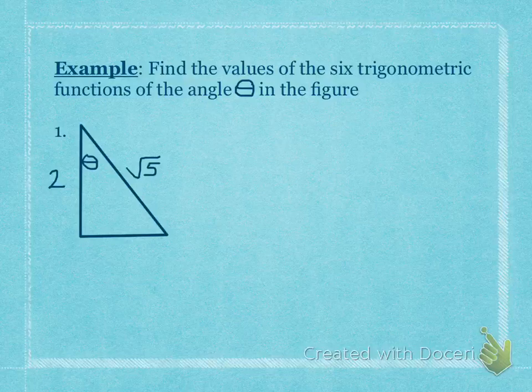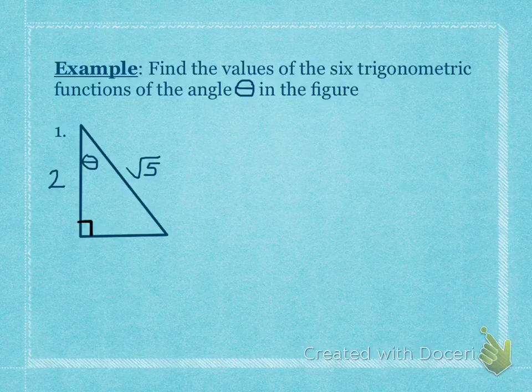All right, so we have an angle theta. I actually put this angle theta at the top on purpose because I want you to understand theta can be anywhere except the right angle. We're not doing the theta as the right angle. It needs to be one of the acute angles. So it is this angle here at the top. You notice that we've got two of the sides in there, 2 and a square root 5. We're missing the third side, and the question asks us to find the values of the 6 trigonometric functions of the angle theta in the figure.